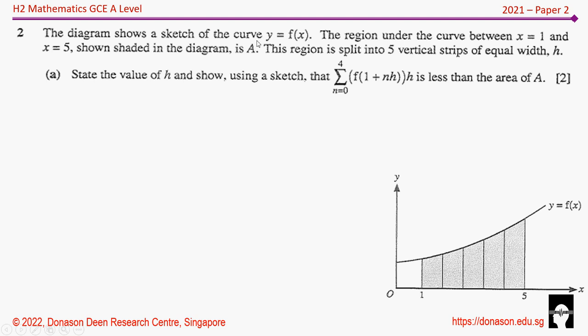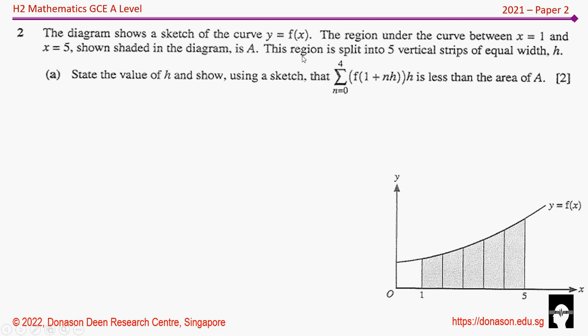The diagram shows a sketch of the curve y equals f(x). You can see the sketch over here, and from 1 to 5 has been shaded. The region under the curve between x equals 1 and x equals 5 is shaded as shown in the diagram, and this area is given as A.